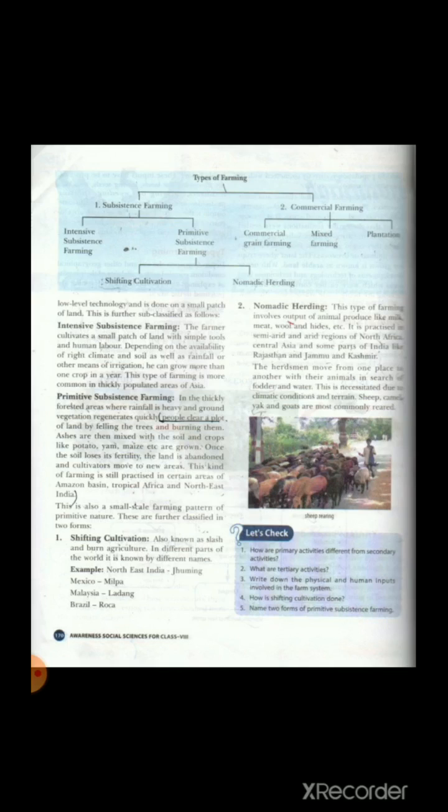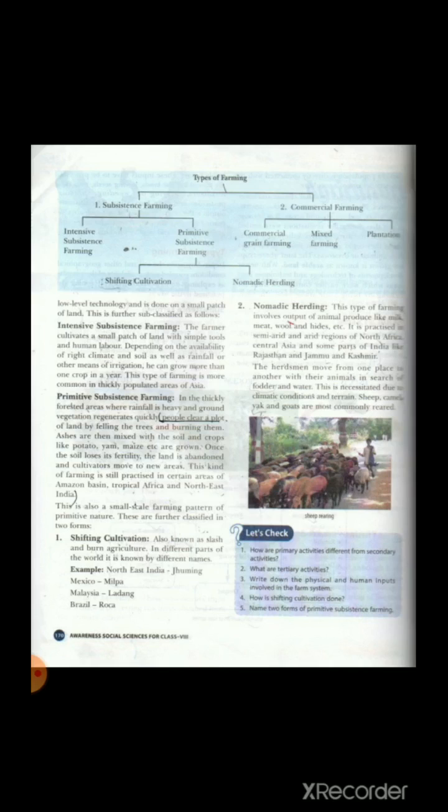Nomadic herding is practiced in the semi-arid and arid regions of Sahara, Central Asia and some parts of India like Rajasthan and Jammu and Kashmir. As I told you, in this type of farming, herdsmen move from place to place with their animals for fodder and water. Sheep, camel, yak and goat are most commonly reared and they provide milk, meat, wool, hides and other products to the herders and their family.